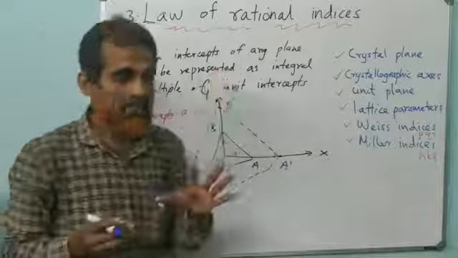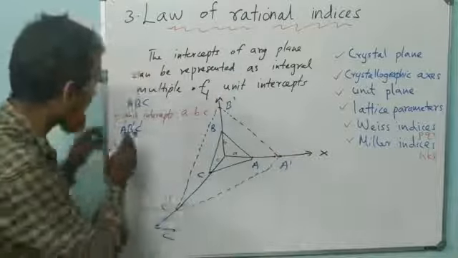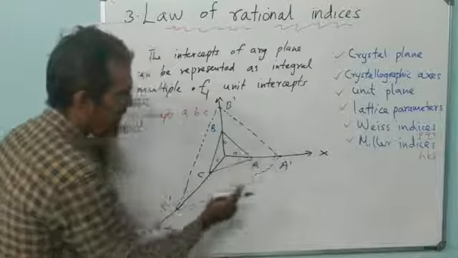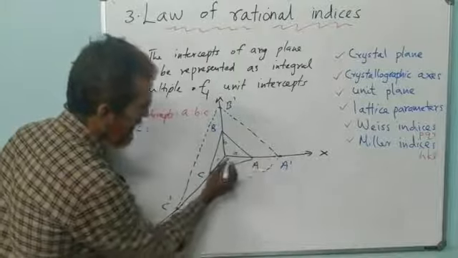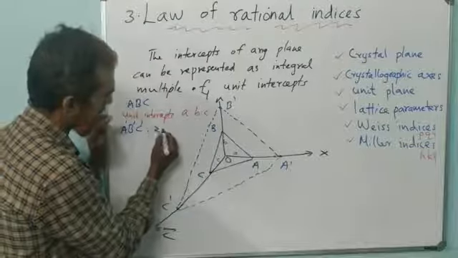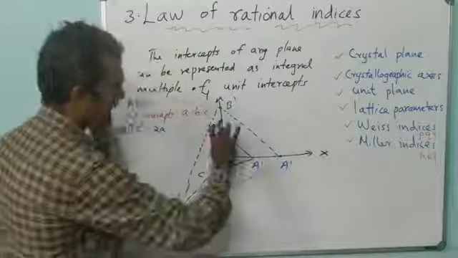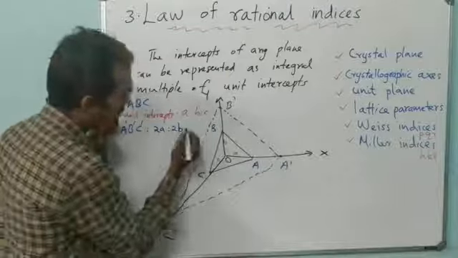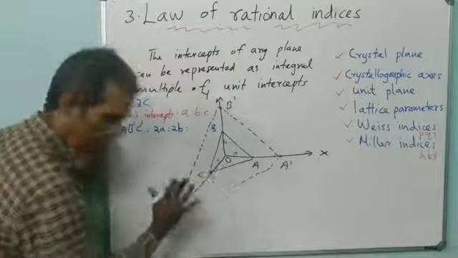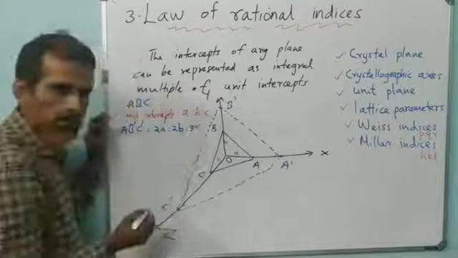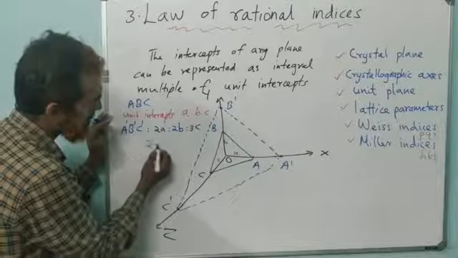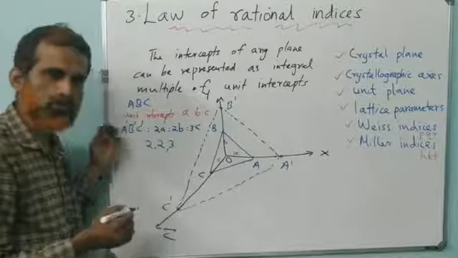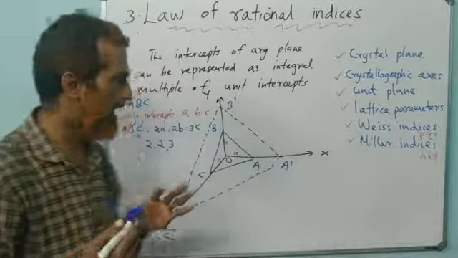What does the law say? The intercepts of this A dash, B dash, C dash can be represented as an integral multiple of these. It's so simple, because what about this OA dash? This is origin, of course. It is 2a, because this is a, this is 2a. And this is 2b. And this is, suppose, 3c. So the intercepts are 2, 2, 3, or 2 is to 2 is to 3. So it's a simple rational multiple.